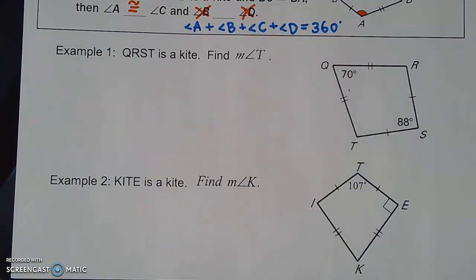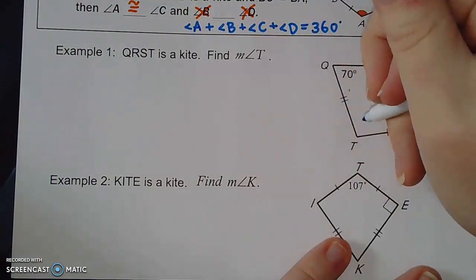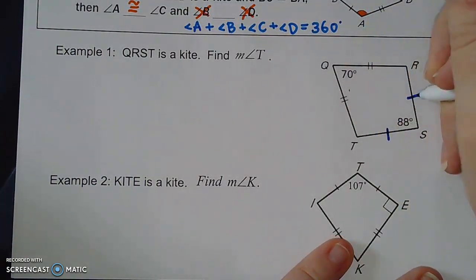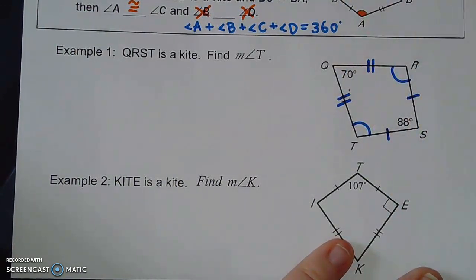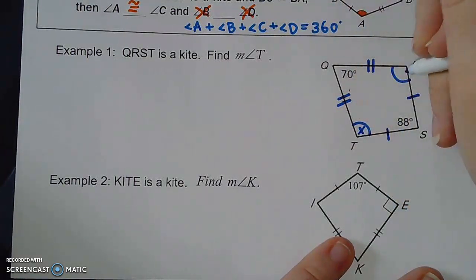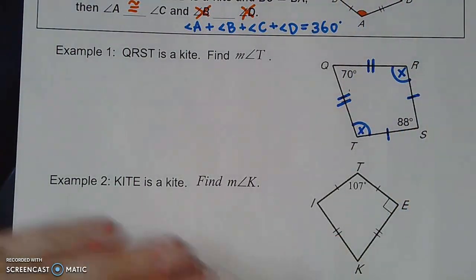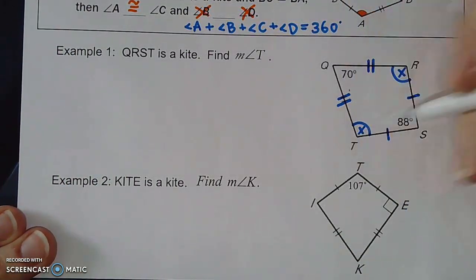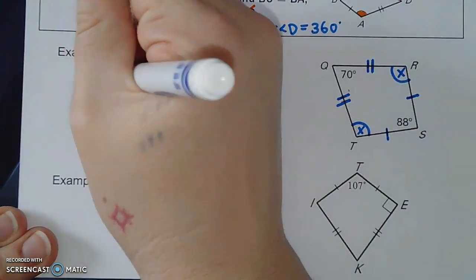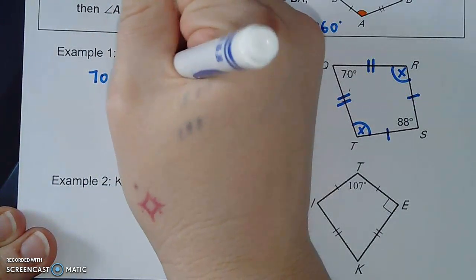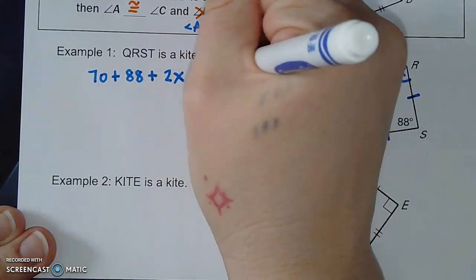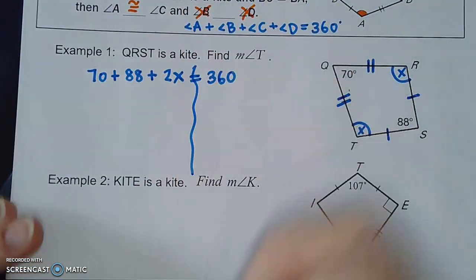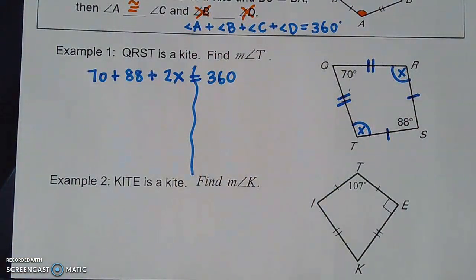QRST is a kite, and they want us to find angle T. So first thing I notice is that with these sides being congruent and these sides being congruent, I know that angle T and angle R are also congruent. So adding all four of these together would be 360. So let's start there: 70 plus 88 plus, instead of x plus x, I'll just write it as 2x will equal 360. I draw my line because I'm about to get into some algebra.